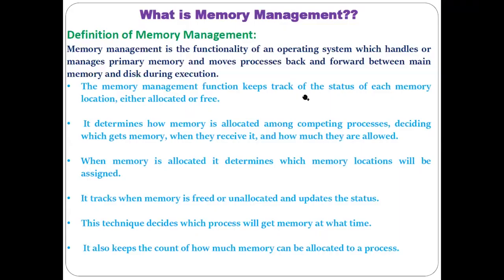Okay. So last time we discussed what exactly memory management is, what the types of memory are, and what the need of memory management is. As you know, memory management is one of the important functionalities of the operating system, which manages the primary memory or physical memory, that is our random access memory, by moving the process or data or instruction back and forth between the main memory, that is our RAM, and the hard disk.